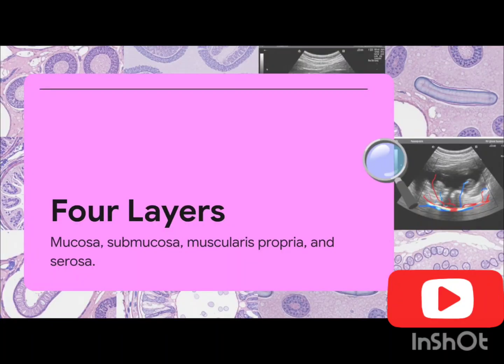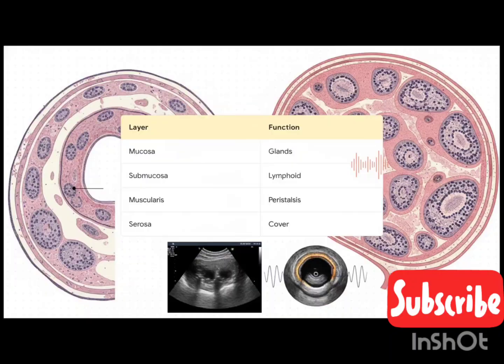Now, when we take a cross-section of this tiny structure, a super intricate architecture is revealed. Just like the rest of your intestine, the appendix is composed of 4 distinct layers. Moving from the inside out, we have the mucosa, the submucosa, the muscularis propria, and finally the outer serosa. Its structure perfectly mimics the intestinal tract that it branches right off from. And each of these 4 layers has a highly specific job to do.